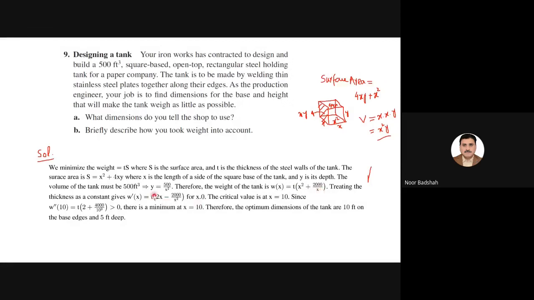We simply differentiate it and equate that to zero to find the critical point, which is obviously 10. I hope you could do that. The double derivative will be positive, which means this is a minimum. Therefore, the minimum value is at x equal to 10.